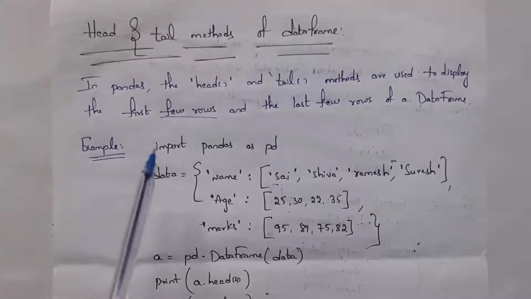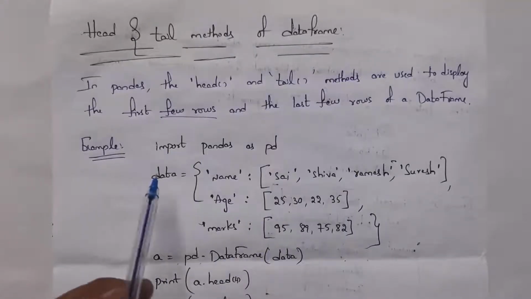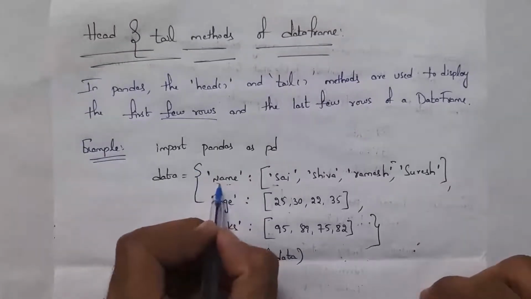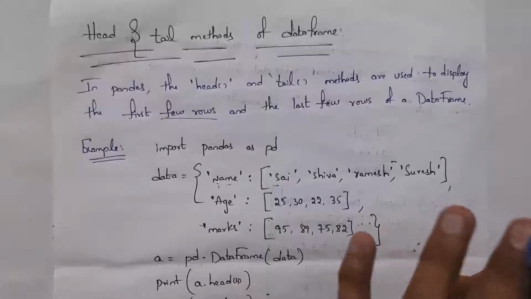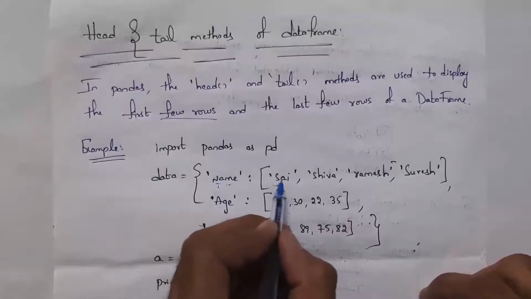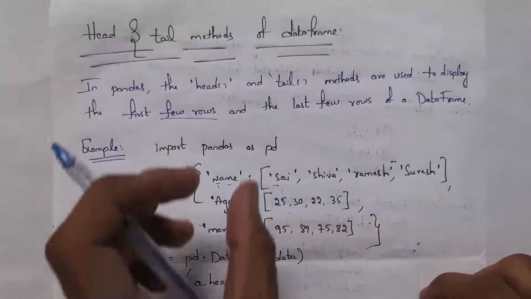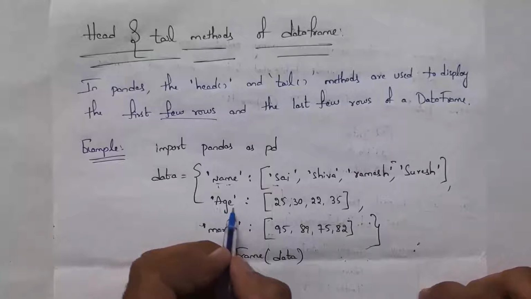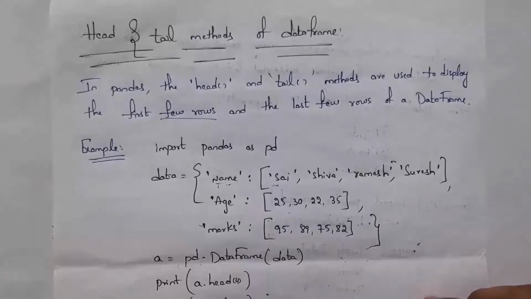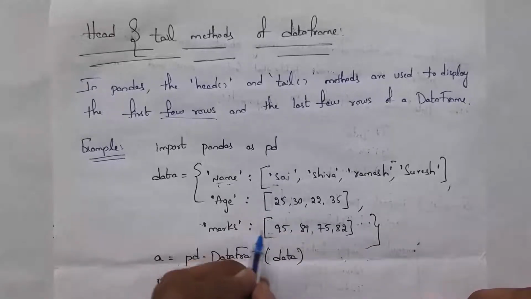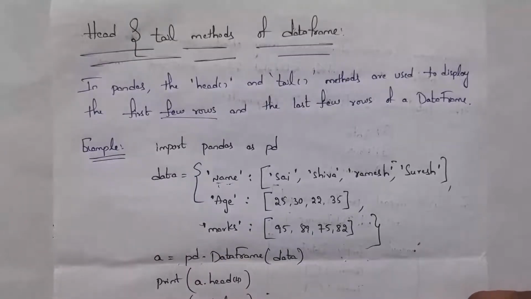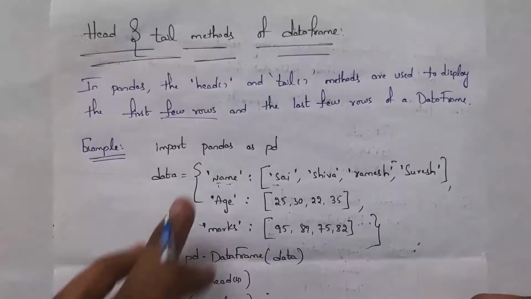This is an example. At first write import pandas as pd. Next I am taking variable data equal to, first column name is the name column, where this name is the key, and Sai, Shiva, Ramesh and Suresh are values. Guys, I am passing a complete list as values. So this name is the column name, and Sai, Shiva, Ramesh and Suresh are values in this column. And similarly next column is the age column, that contains 4 values: 25, 30, 22 and 35. And similarly next key is marks, that contains 95, 89, 75 and 82. So close these brackets. As we know, we represent a dictionary in curly braces, so include them in curly braces.